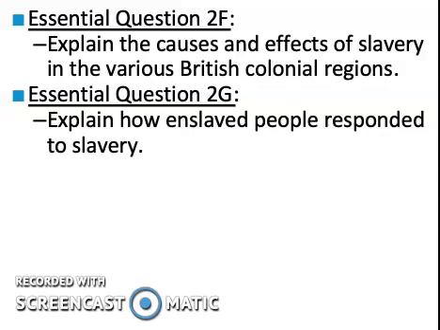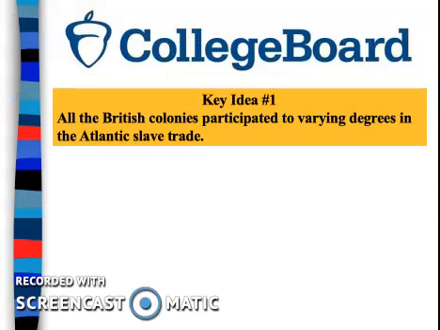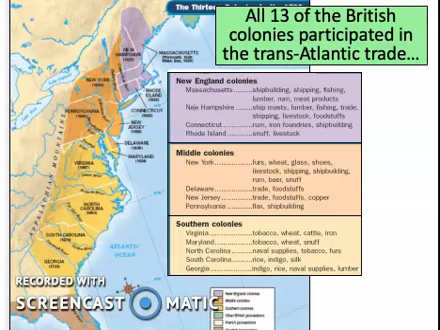So, to tackle our first one, the causes and effects of slavery in the British colonial regions, we want to look at key idea number one. And this is pretty simple. All British colonies participated to varying degrees in the Atlantic slave trade. Everybody did. All 13 colonies.